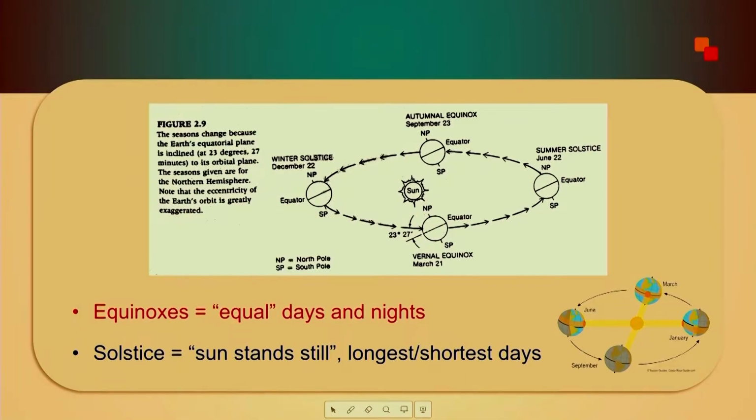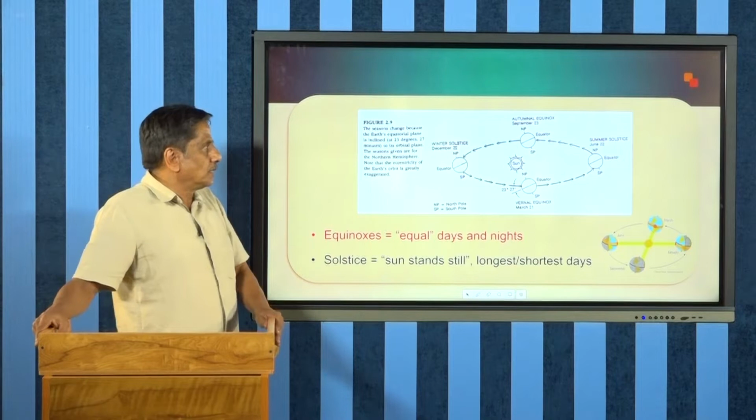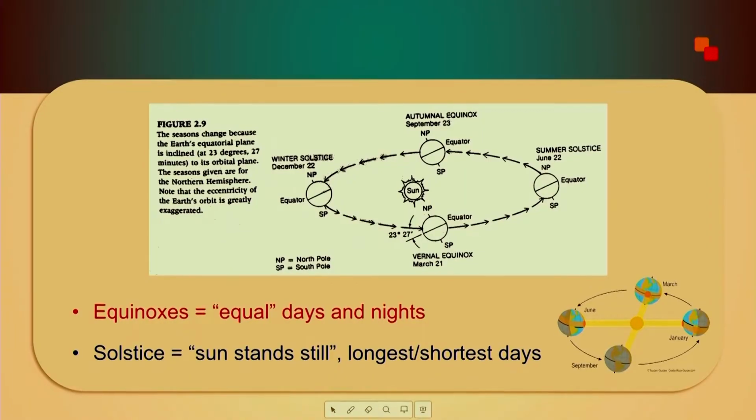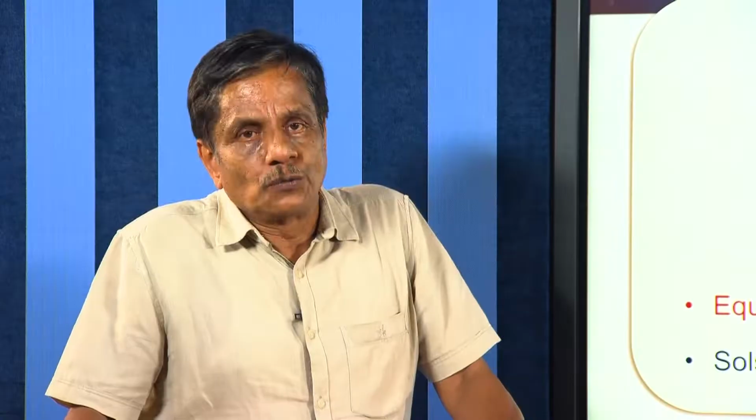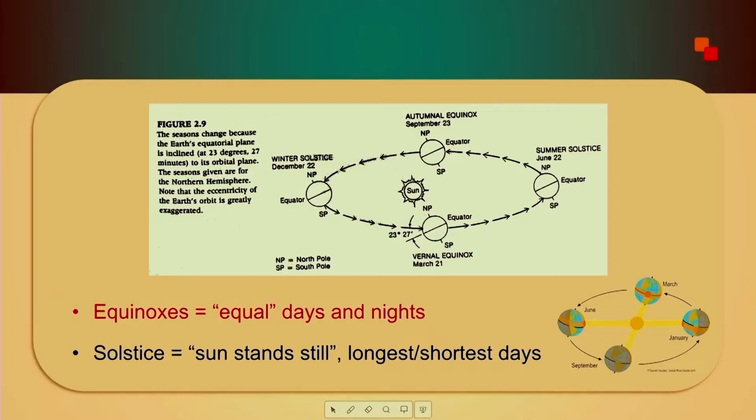Now, this is the picture in which we have different stages, of which we have equinoxes. Equinoxes means equal days and equal nights. We have March 21st and September 23rd, in which the day and night are equal, while we have another two situations, December 22nd and June 22nd, in which the duration of the day and night are different. They are known as solstices.